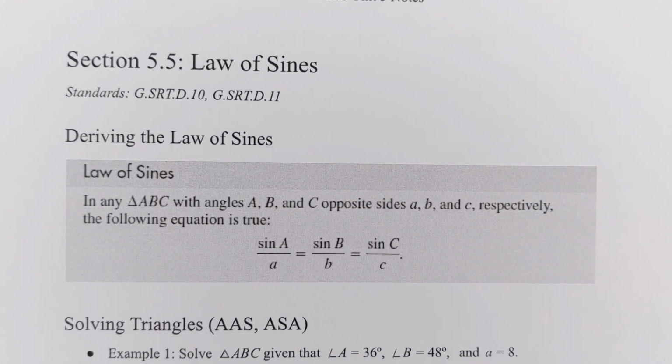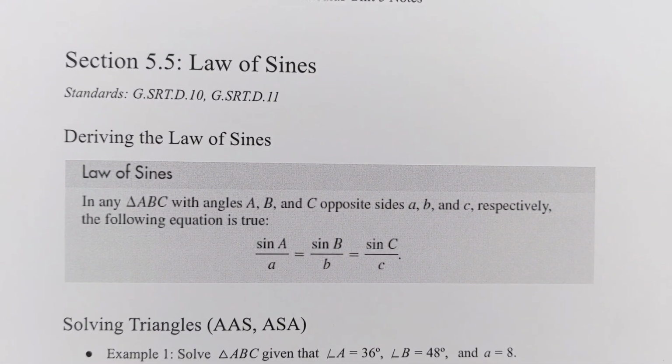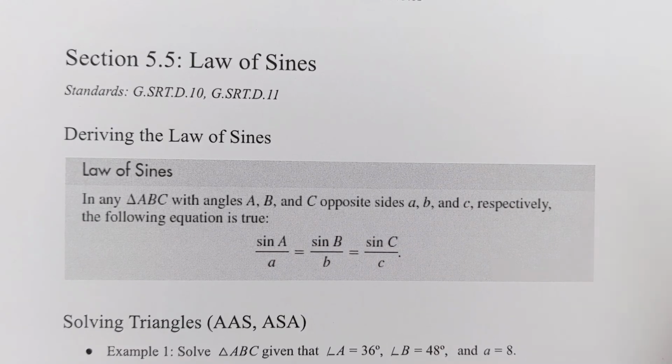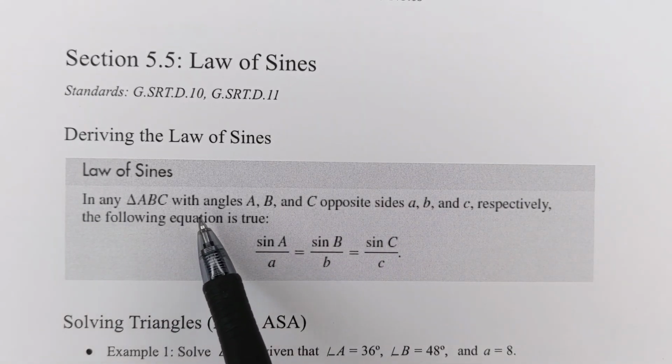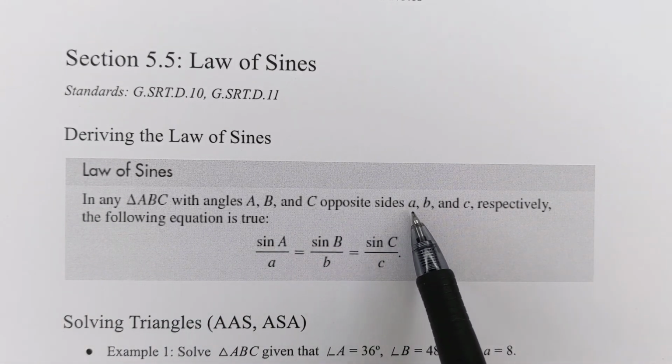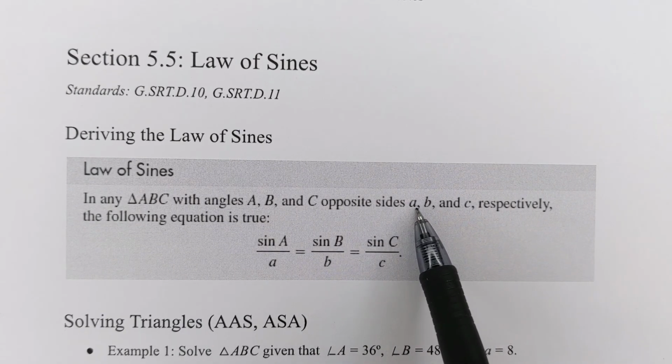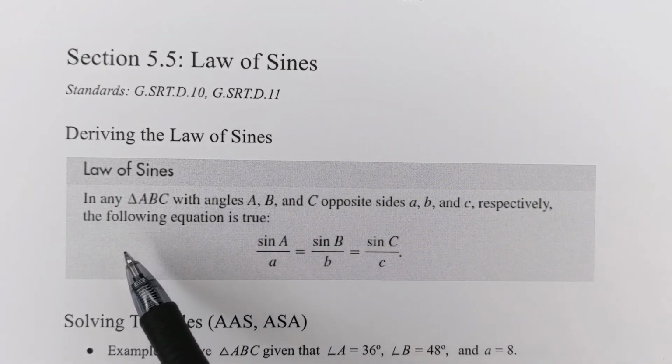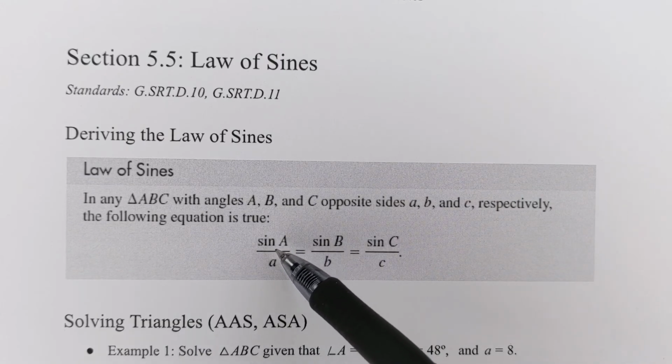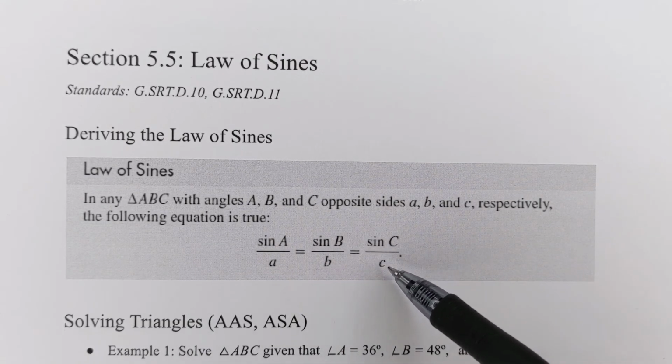So here are the notes for section 5.5, which is the law of sines. The law of sines states that if you have any triangle ABC with angles A, B, and C and opposite sides little a, little b, little c, so side a is opposite angle A, the following equation is true. Sine A over a equals sine B over b equals sine C over c.